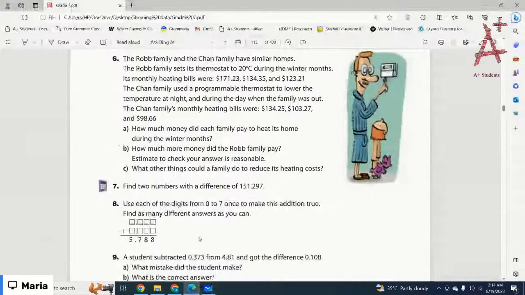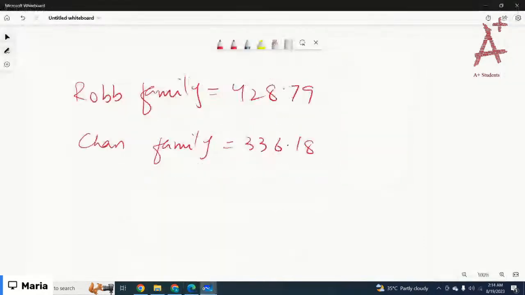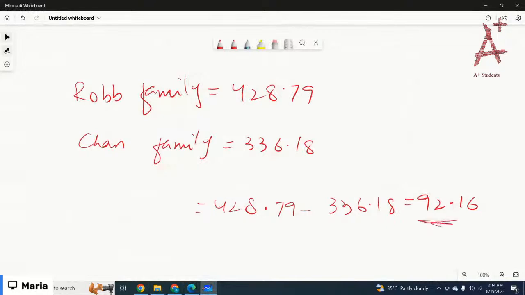Now part B is how much more money did the Rob family pay? Estimate to check your answer. You have to see how much more the Rob family paid, so just subtract both amounts: 428.79 minus 336.18. The difference is 92.61. That means the Rob family paid $92.61 more than the Chen family, right?